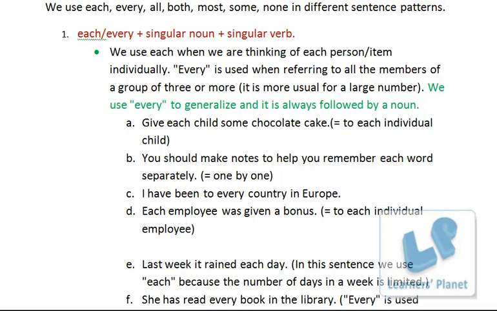I have some examples over here. Just read them one by one. Give each child some chocolate cake. Each child, that means each individual child. Each child should get a piece of cake, right? Or some chocolate cake. You should make notes to help you remember each word separately, one by one, right? Each word one by one.